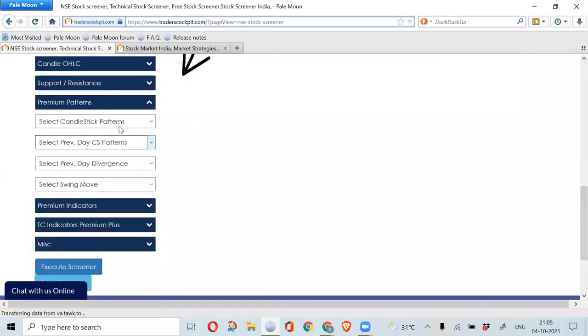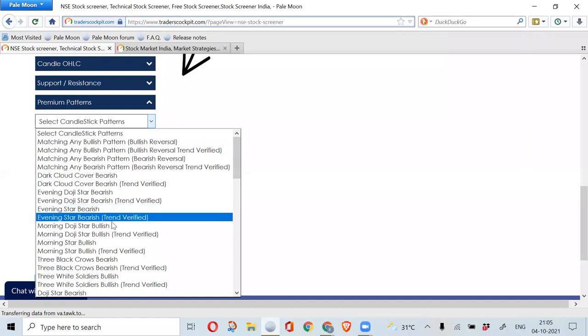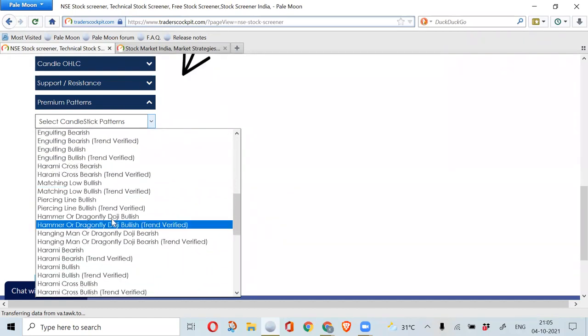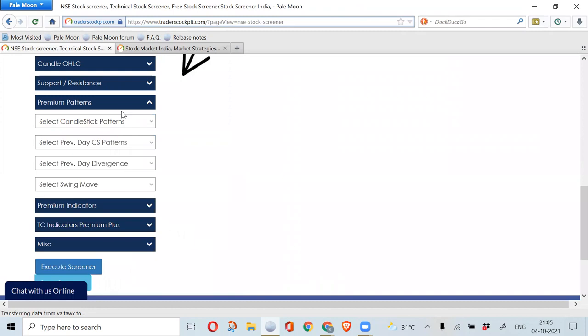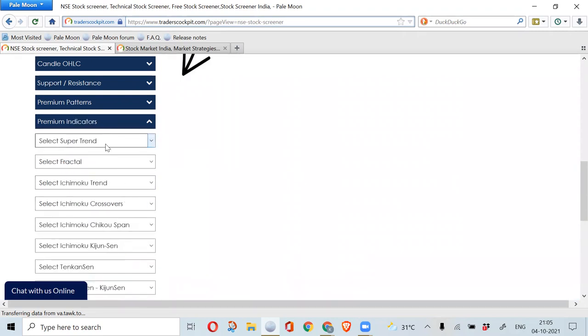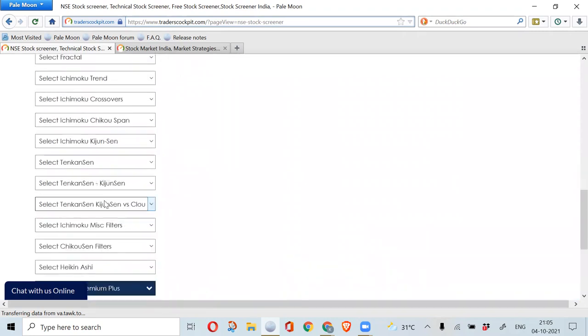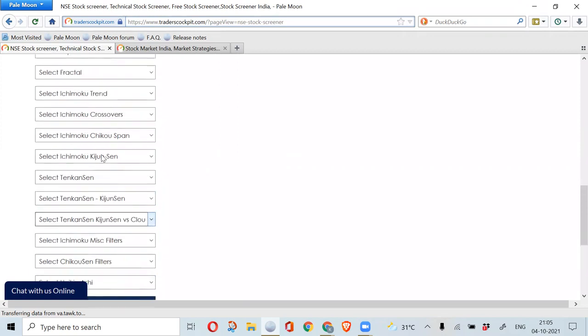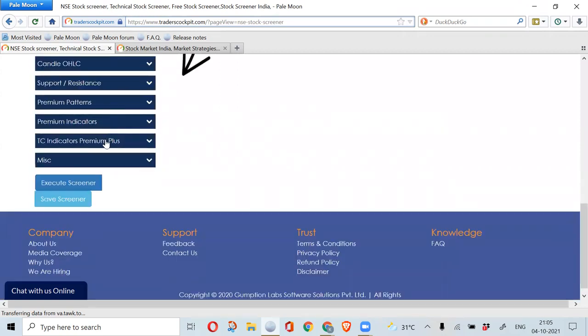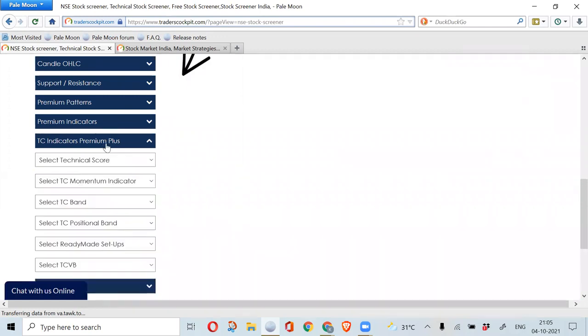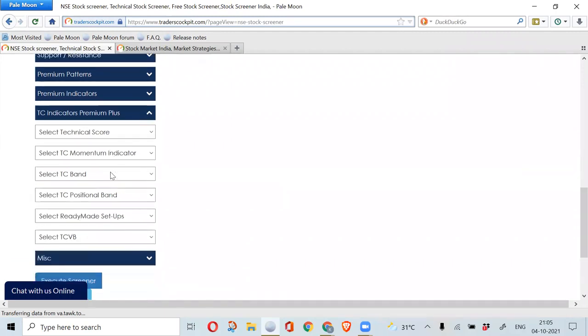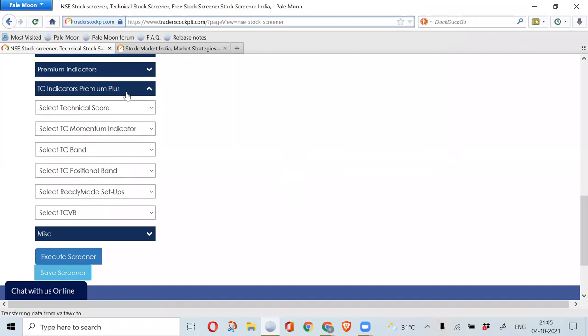And then some premium patterns like candlestick patterns, like engulfing bullish, Marubozu bullish. So we can screen them based on the candlestick patterns as well. And then previous day candlestick patterns, and previous day divergence, and then some premium indicators like super trend, fractal, Ichimoku crossovers. All the Ichimoku specific indicators are also available. And in addition to this, we have got some TC Premium Plus indicators, which are only available in Traderscockpit.com. So these are all the screener conditions we have.